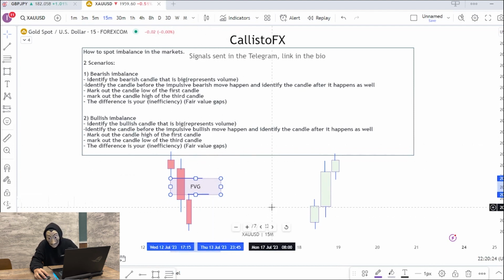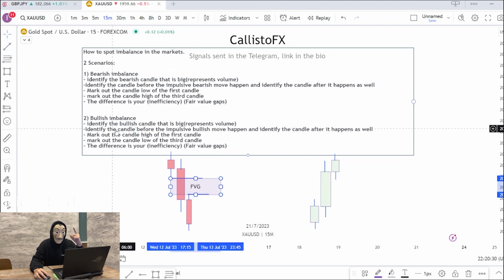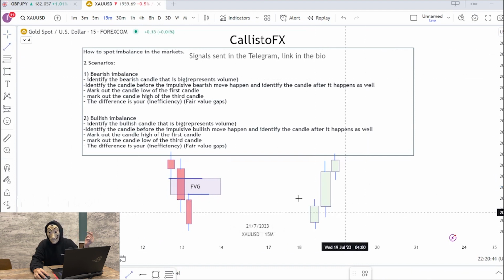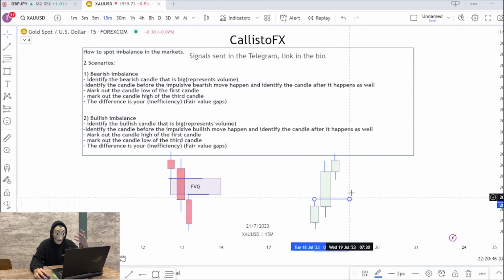Now, for the bullish fair value gap, it's the opposite. Should be pretty straightforward, but I'm gonna say it again. Firstly, identify the bullish impulse candle, which is this one. Once you've identified the bullish impulse candle, look at the candle before. The candle before is here, and with this candle before, you have a wick. With this wick over here, you want to mark out the high of the candle.